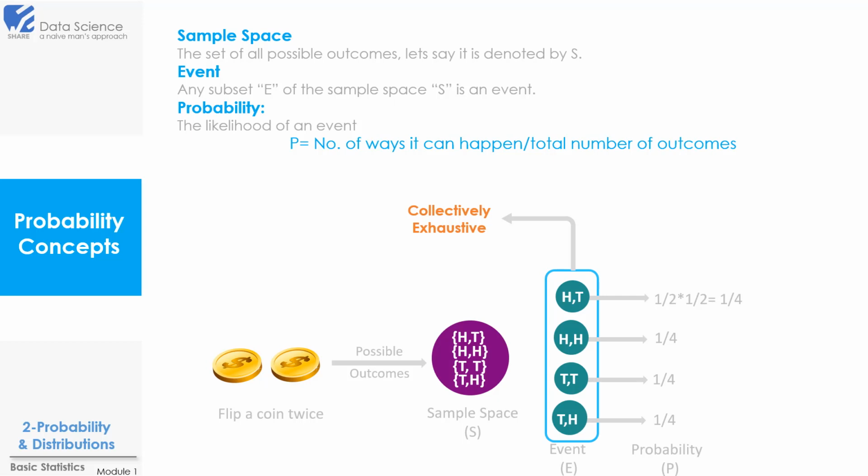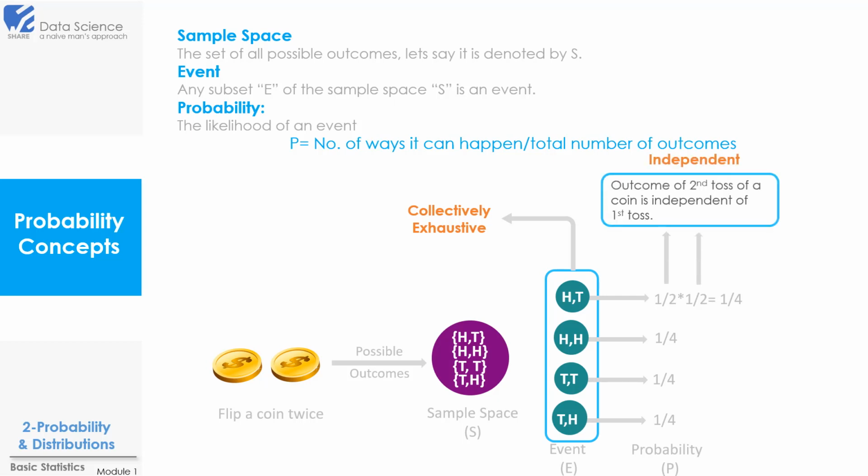Now all the possible events put together are called collectively exhaustive events, which basically equals the sample space. Then the second toss of the coin is not dependent on the first toss. Hence such events are called independent events. Similarly, we can get either a head or a tail. So both cannot happen at the same time. And this is called mutually exclusive events.